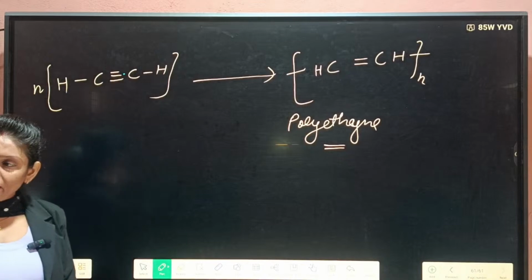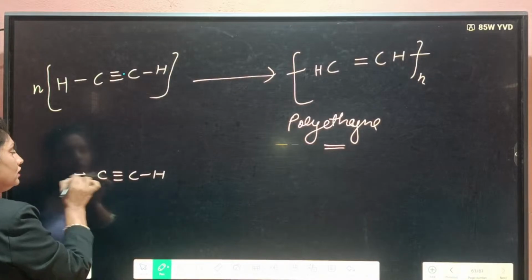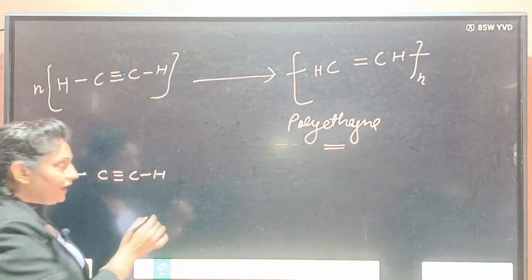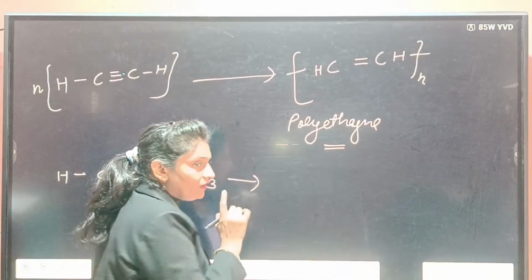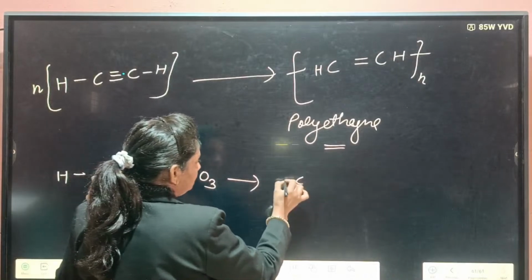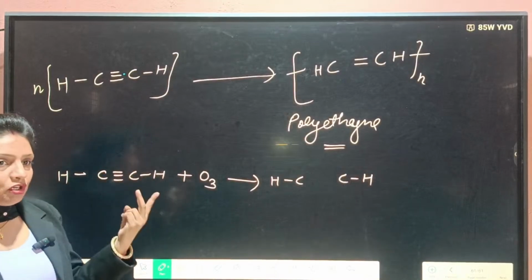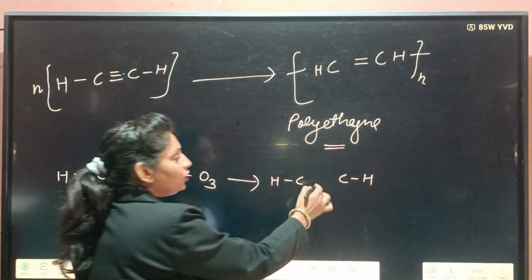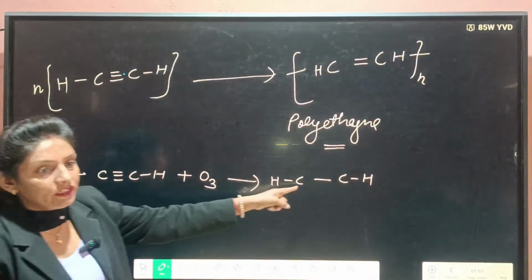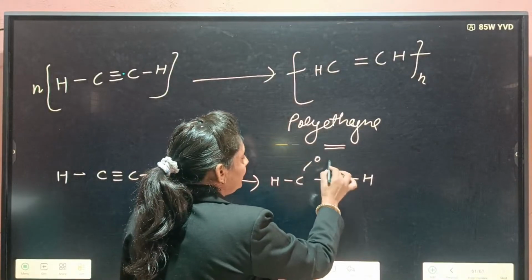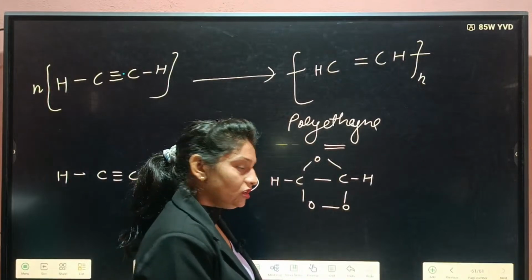They can show ozonolysis also. Ozonolysis. If you do the reaction with ozone, O3, then students, what were you doing? Between carbon and carbon you were breaking the bond. Here there is a triple bond, so one bond you keep as it is and two bonds you break, and you will form the ozonide. Clear or not?